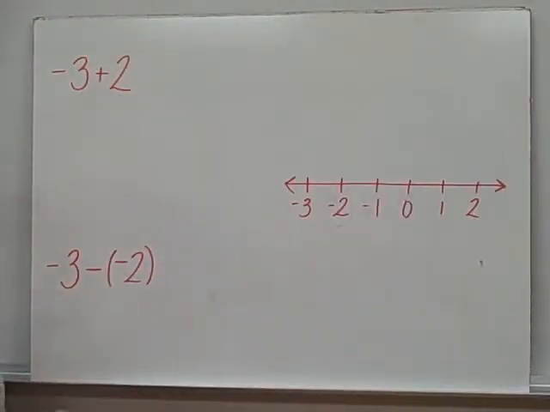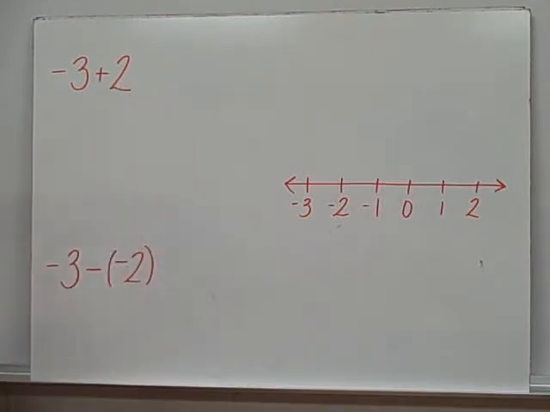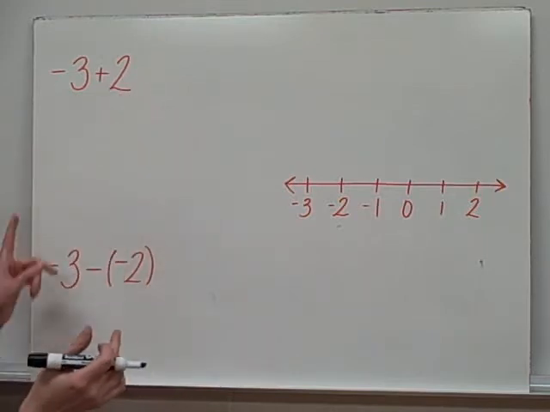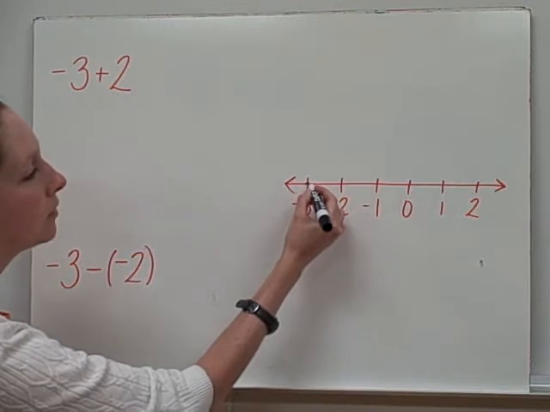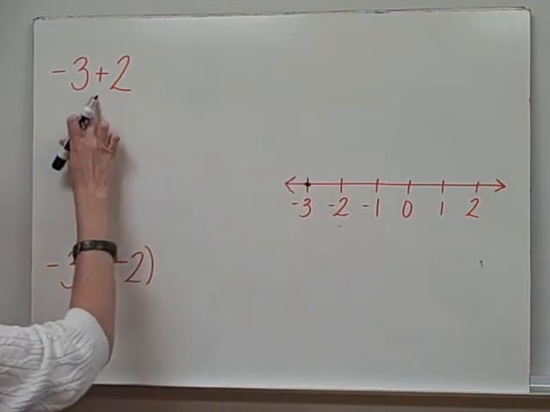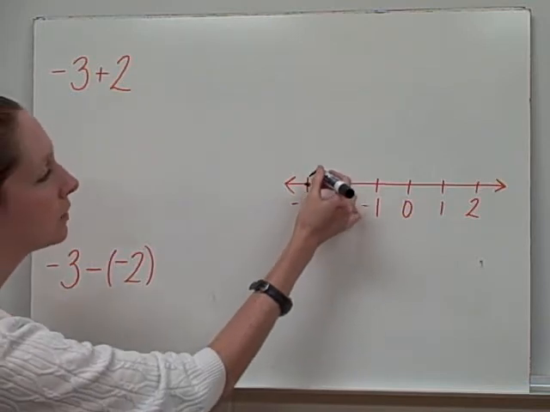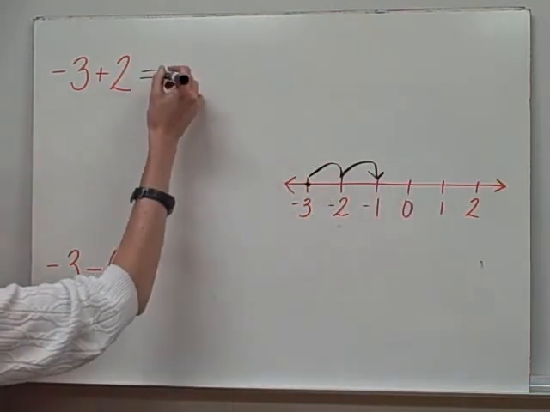Okay, another example, guys. Again, these two ideas are exactly the same, so I don't want you to be confused either way you see it. So negative 3 plus 2, going to start out at negative 3. We're adding a positive 2, so we're going to move to the right 2 hops. And our answer is negative 1.